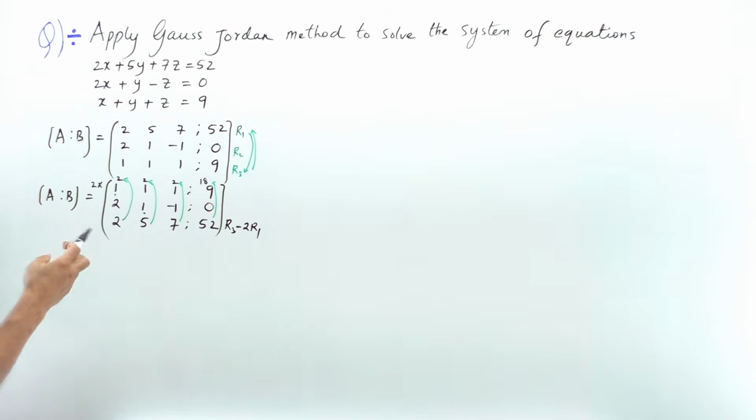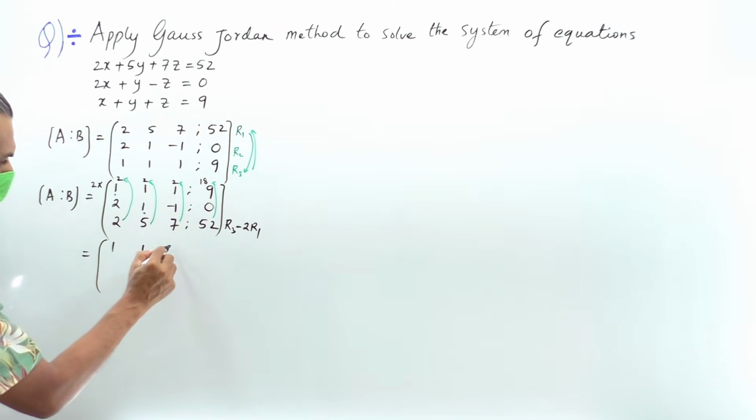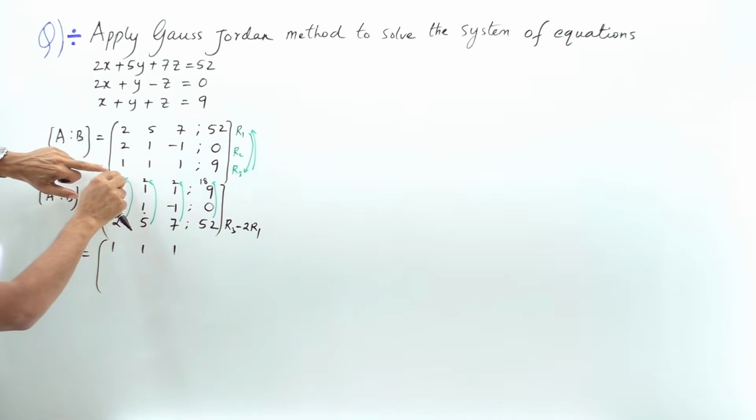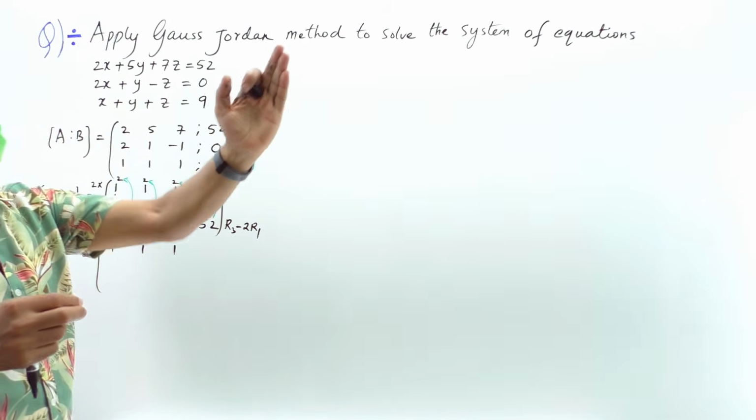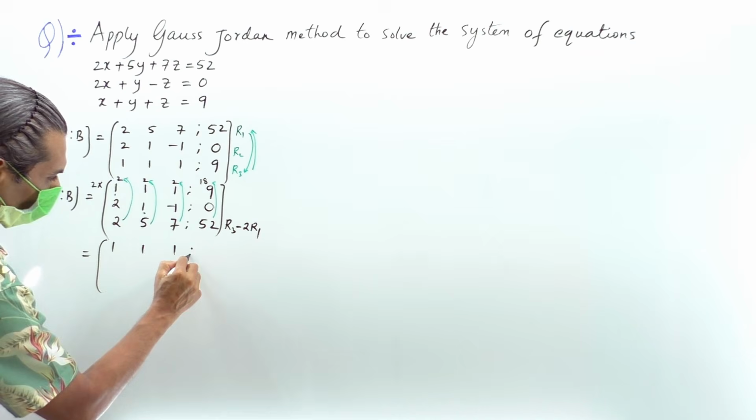Perfect. Let's do that. So this will be now again the new matrix: 1 1 1. This will remain as it is. What I multiplied, because a matrix when multiplied or divided by the same number remains the same, so as it is, and this will be augmented 9.